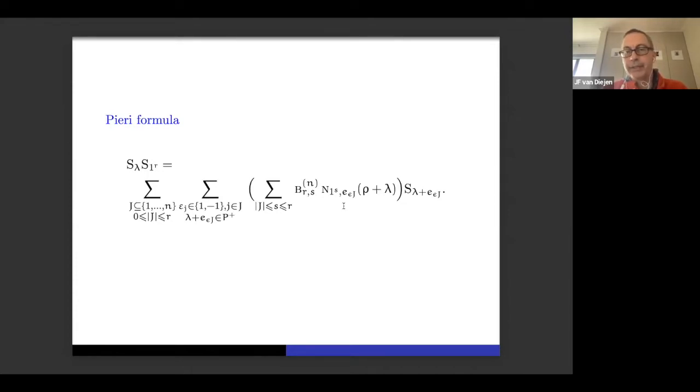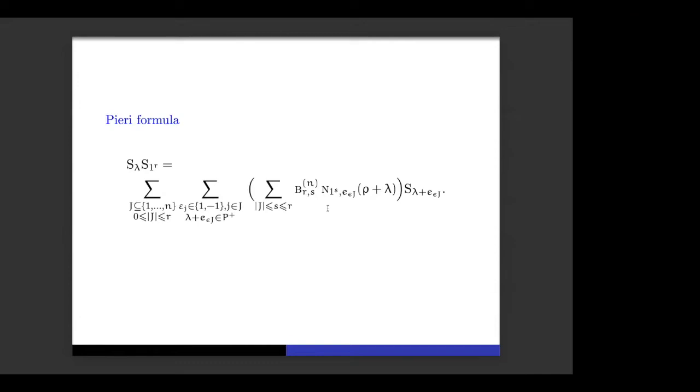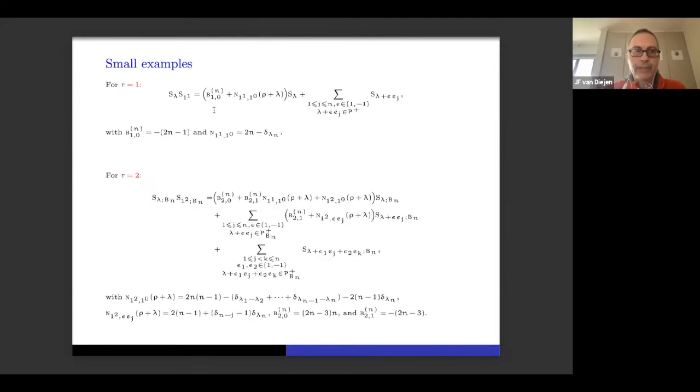And surprisingly, if you do this, for instance, for type C, things become a bit more complicated. But before I go to type C, here I've listed some really small cases. So for r equal to 1, this is the quasi-minuscule case. So this is the little adjoint representation. Then this formula becomes very small, and it becomes very explicit here.